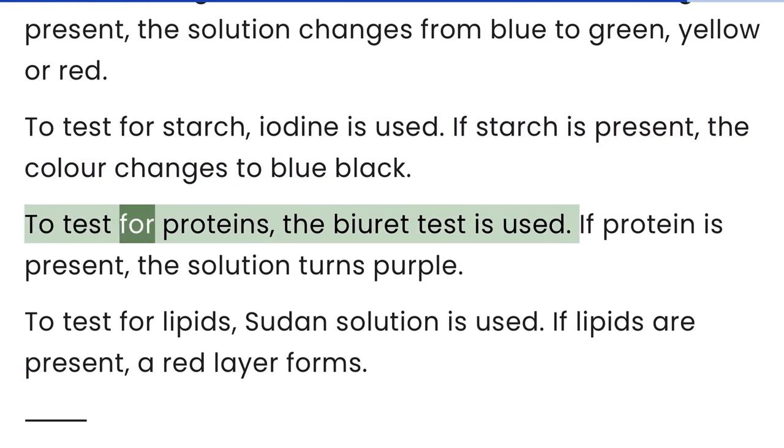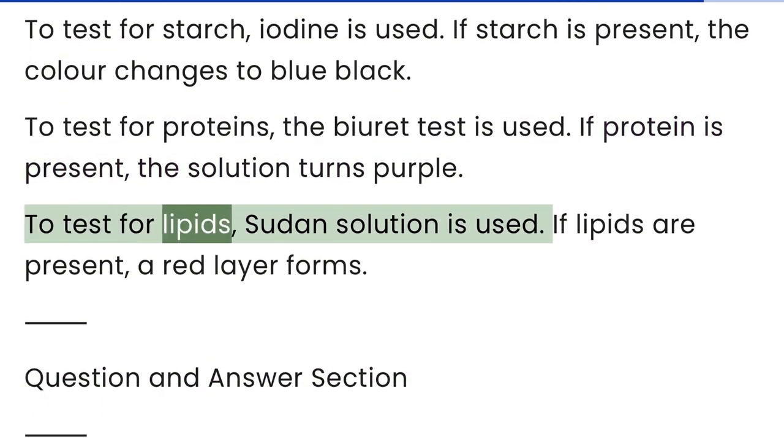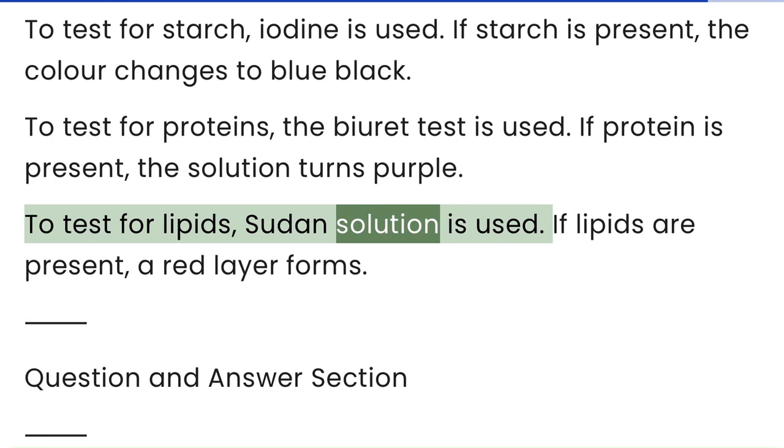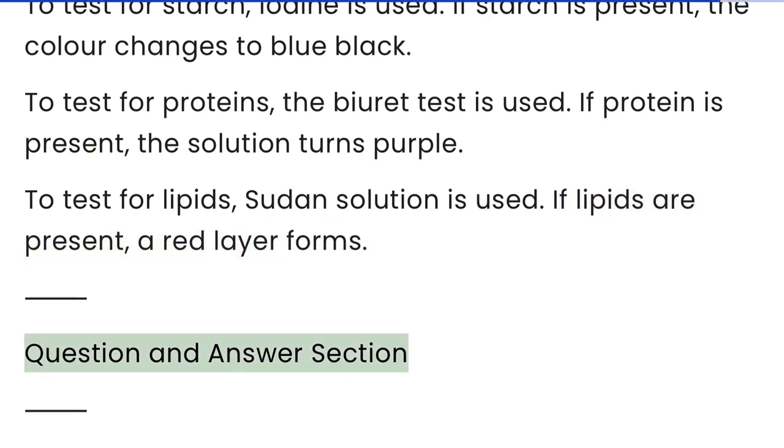To test for proteins, the Biuret test is used. If protein is present, the solution turns purple. To test for lipids, Sudan solution is used. If lipids are present, a red layer forms.